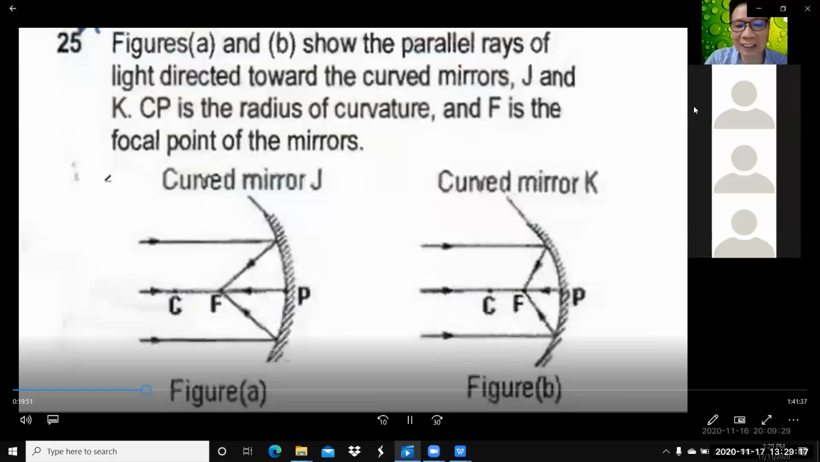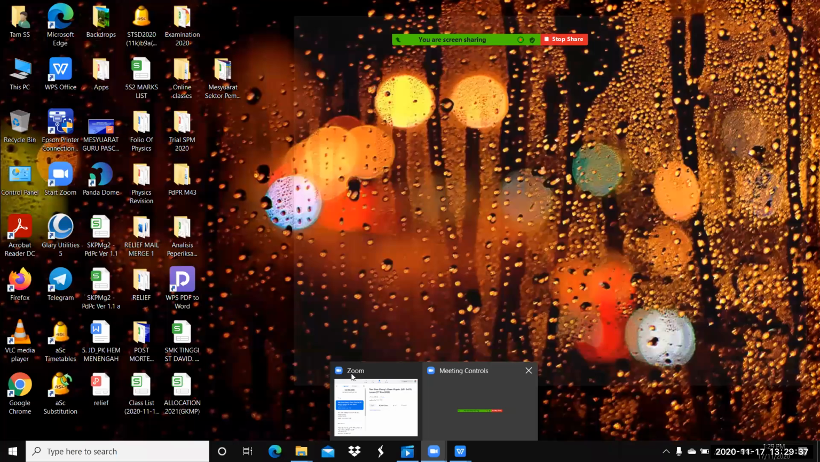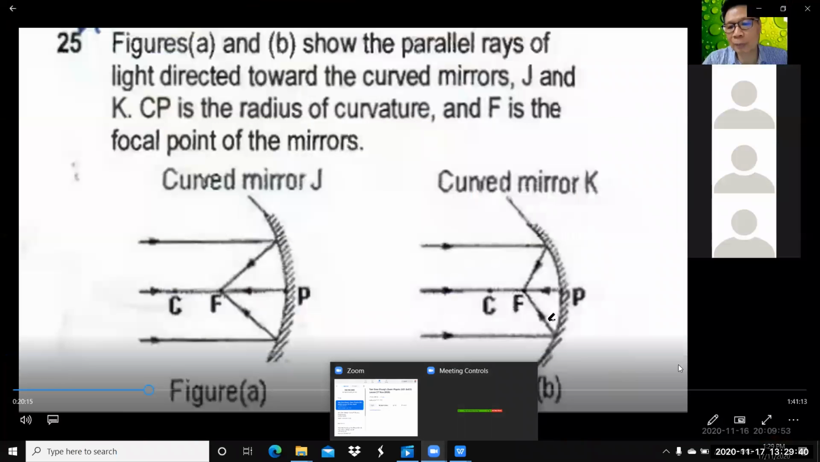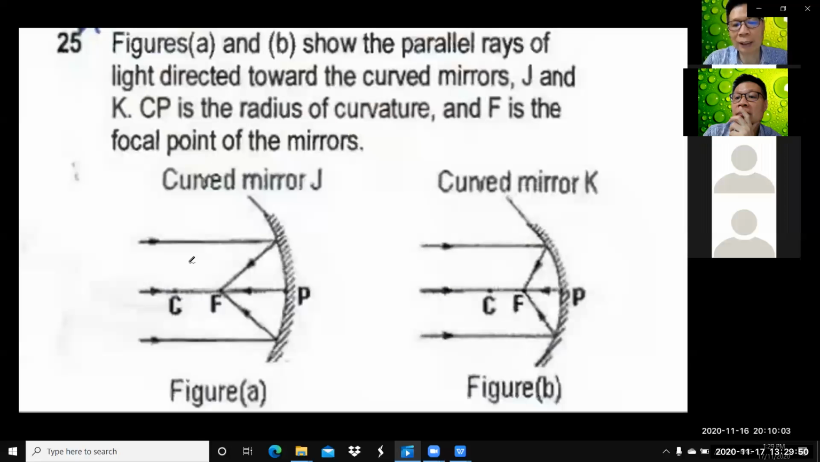Okay, come, let's answer the question. The figure shows parallel rays of light directed towards the mirror. This is a concave mirror, actually. So now you see the two diagrams. This one curves less, this one curves more. When it curves more, the focal length is very short. When it curves less, the focal length is long. Now you see the difference.